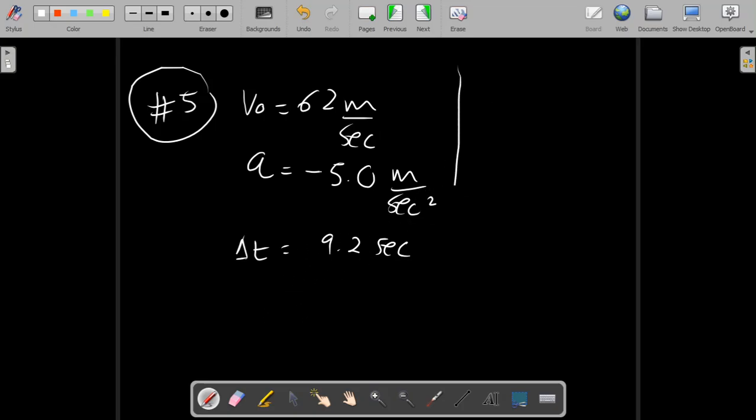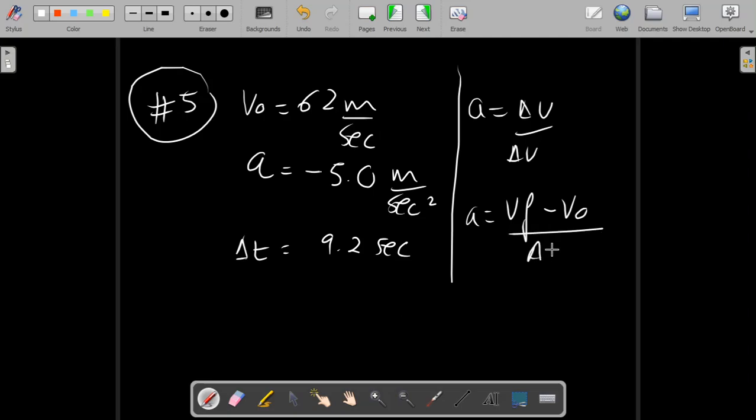Where is this coming from? Well, you know that acceleration is a change in velocity over time. You also know that acceleration, then change in velocity, is final minus initial, and then you have divided by time. I don't know why I put that in there, but we're getting to the end. I guess I'm getting tired, but here we go. Time. Okay. So here is where you find your final velocity.